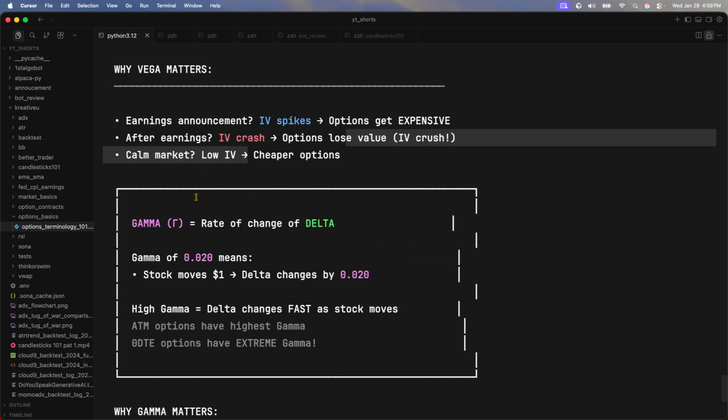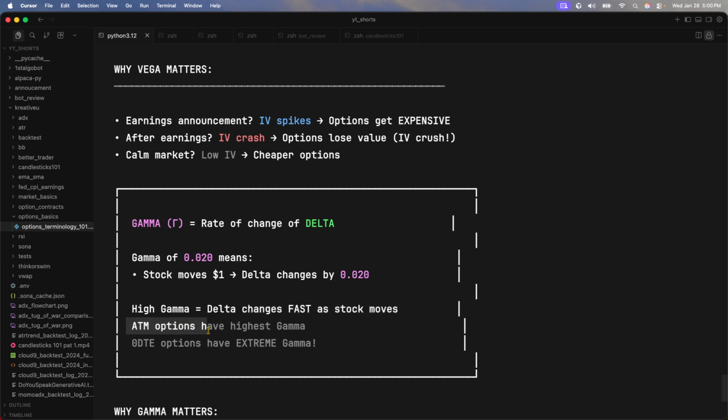Now, gamma, I really wouldn't call this a secondary option, but hey, it depends on how you use it. Gamma is the rate of change of delta. Delta is the car, gamma is the pedal, right? So the car will move, but gamma is going to tell you how fast it's going to move. So gamma of 0.02 means that if the stock moves $1, delta changes by 0.02. High gamma equals delta changes fast as the stock moves.